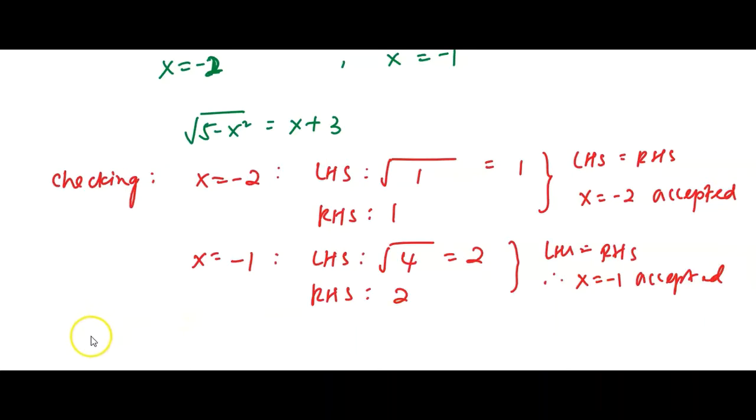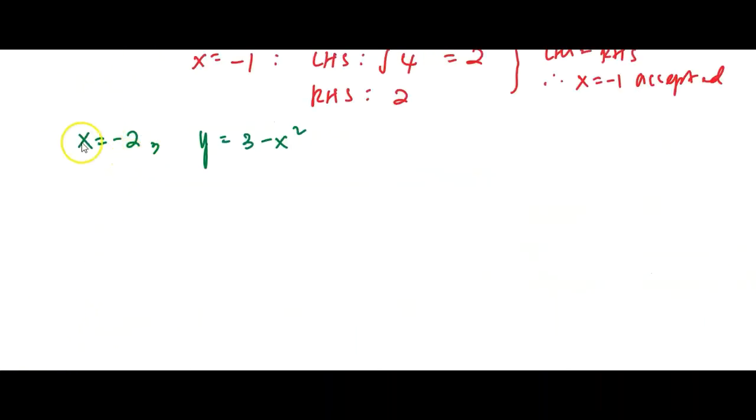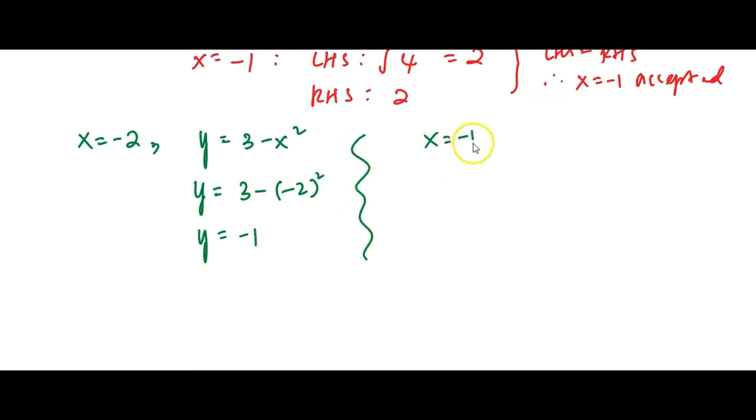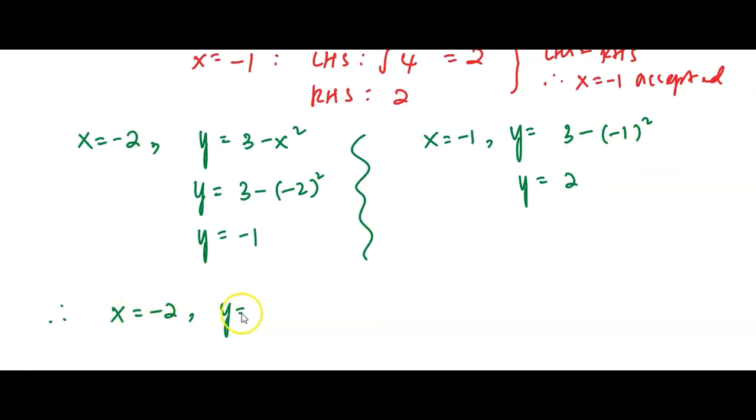After this, you get the corresponding value of y. When x equals -2, the y value will be 3 minus x squared. Put in -2, you have y equals 3 minus 4, which is -1. This is your first set of solution. When x equals -1, your y will be 3 minus -1 squared, that will be 3 minus 1, that is 2. So your final conclusion is when x equals -2, y equals -1, or the other solution is when x equals -1, y equals 2.